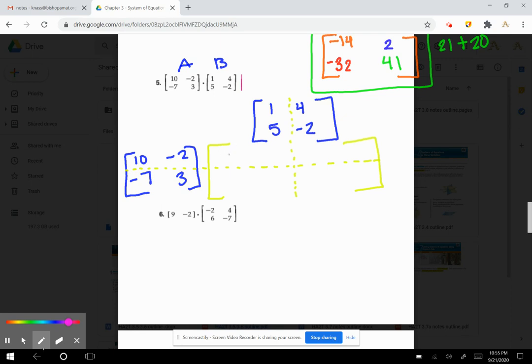Okay, so top left, right? Top left side. So again, you can even look at this as your elements. This one is row 1, column 1. This position on here, top left, is row 1, column 1. So you pull from row 1 on A and column 1 from B. So here we go. First times the first, 10 times 1, plus second times the second, -2 times 5. Okay, so 10 plus a -10 is 0.